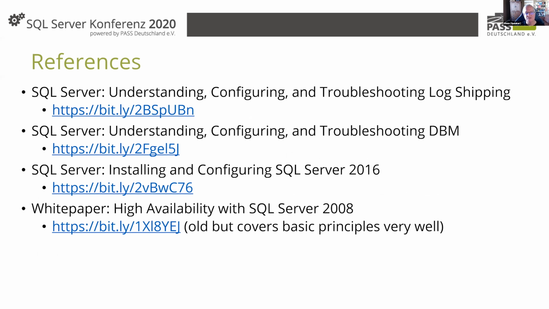So I've got some references here. All these links are Pluralsight courses, the top 3, I should say, that I've done. So one's about log shipping, one's on database mirroring, another one's on how to install and configure SQL Server 2016 properly. And then the bottom link is an old white paper that covers all these things except for availability groups really well, just sort of a foundational level.